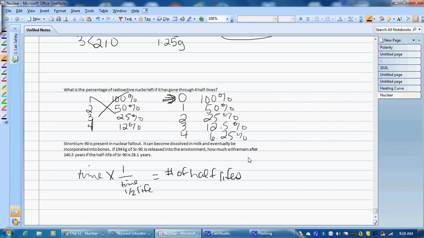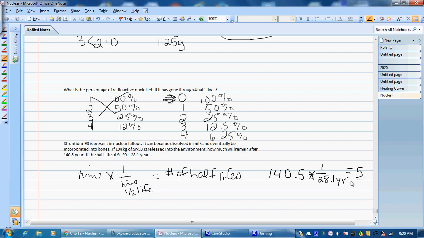Okay, so in this case, if we continue to read, we want to know how much will remain after 140.5 years. So that's our time that we're going to plug in. It tells us that our half-life is 28.1 years. So this should be a multiplication 1 over 28.1 years. And then that's going to tell us how many half-lives we have to go through. So when you take 1 divided by 28.1, take that multiplied by 140.5, and we end up with 5. So we know we're going to have 5 half-lives to get to our answer.